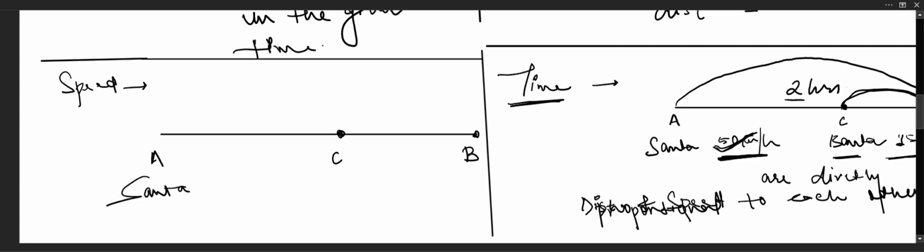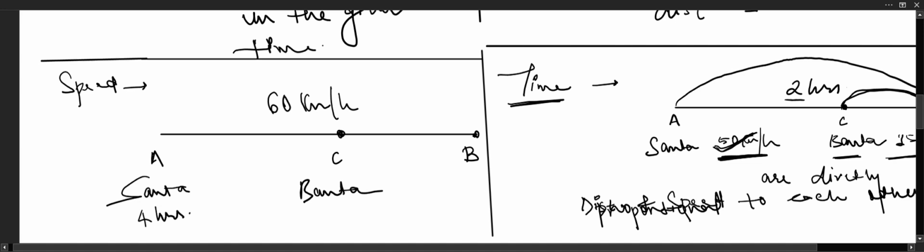Santa is standing at A, Banta is standing at point C, and both are traveling with the speed of, let's say, 60 km per hour. So time taken by Santa is 4 hours, and on the other hand Banta takes only 2 hours to reach point B.